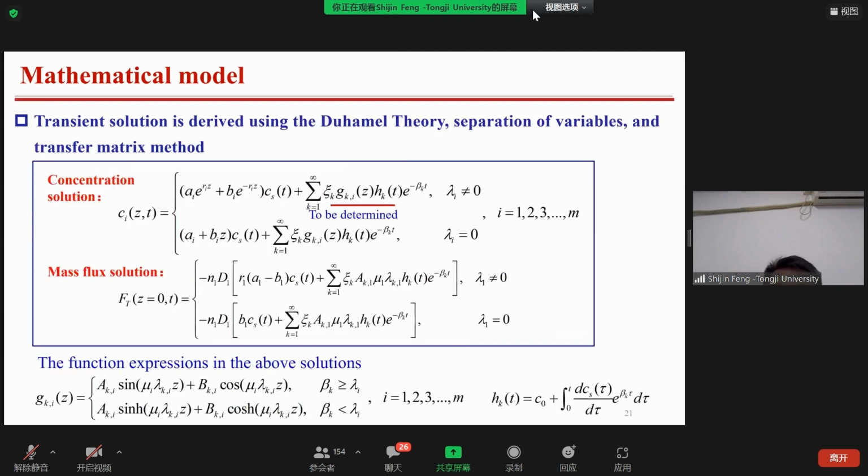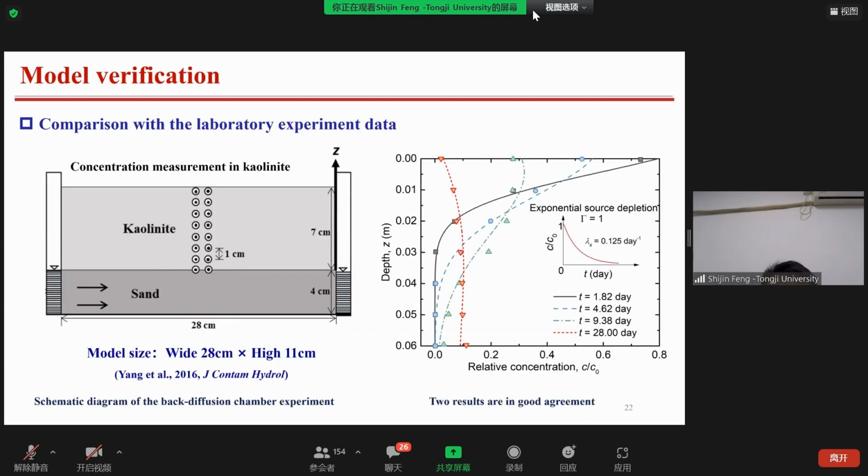We introduce Duhamel's theory coupled with the separation of variables and the transfer matrix method to solve the back diffusion governing equations and obtain the analytic solution of contaminant concentration and mass flux. We compare the concentration profiles calculated by the present analytic model with the laboratory test data. The results match well and the analytic solution is verified.